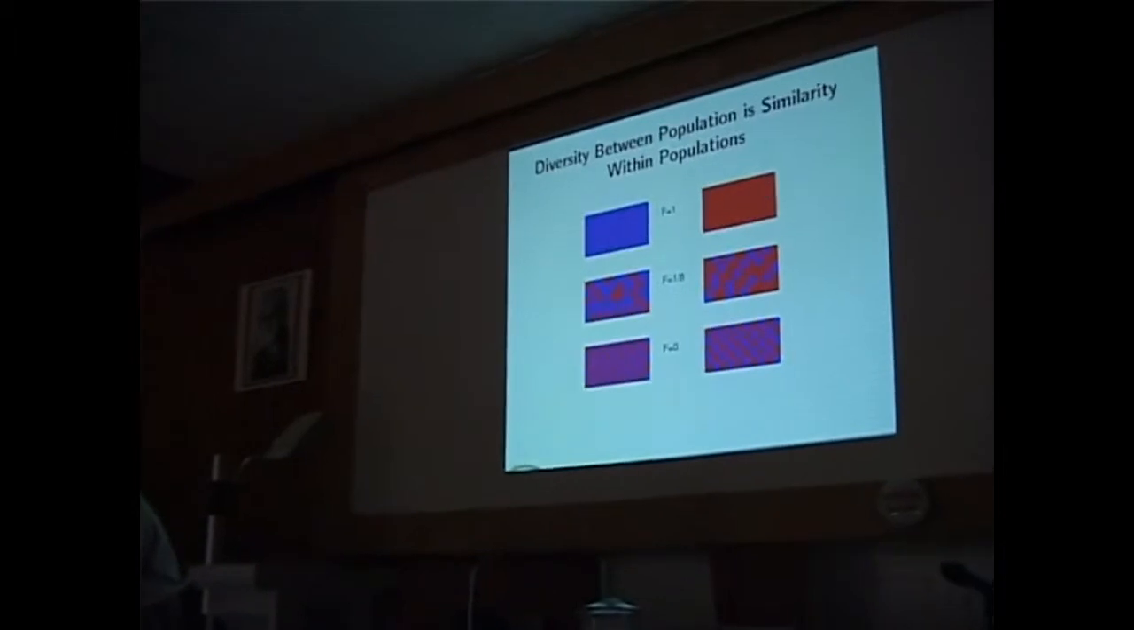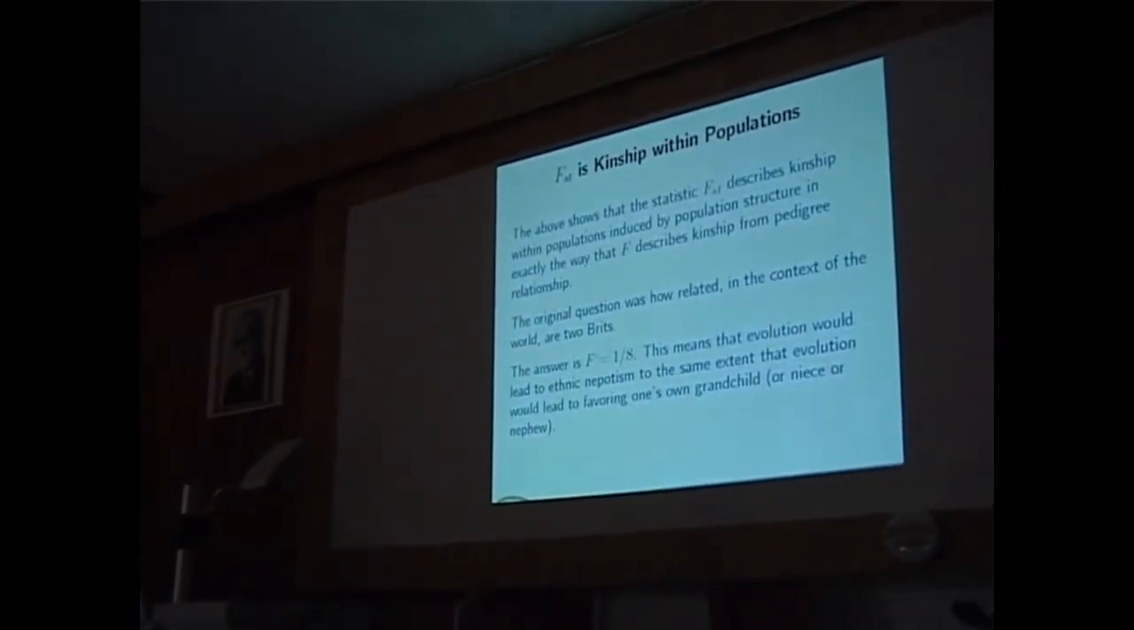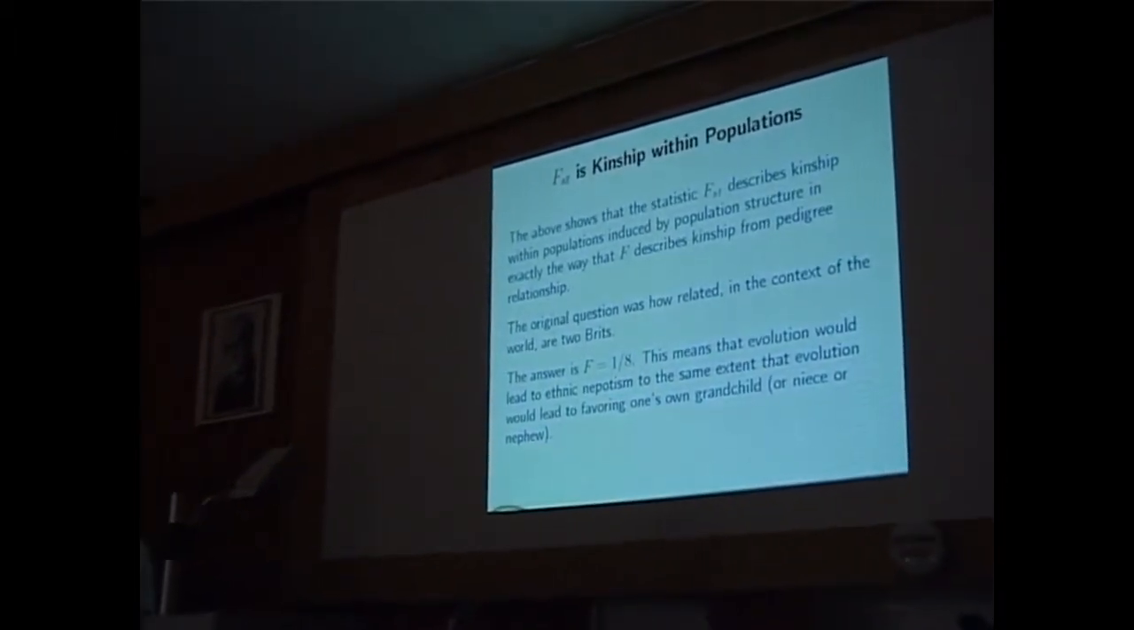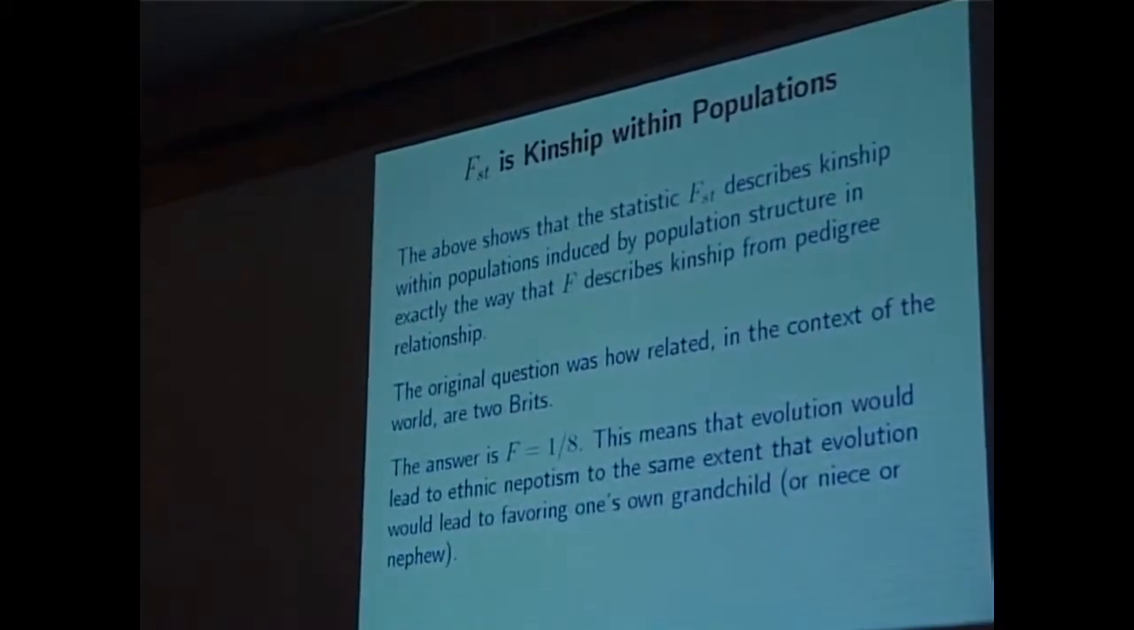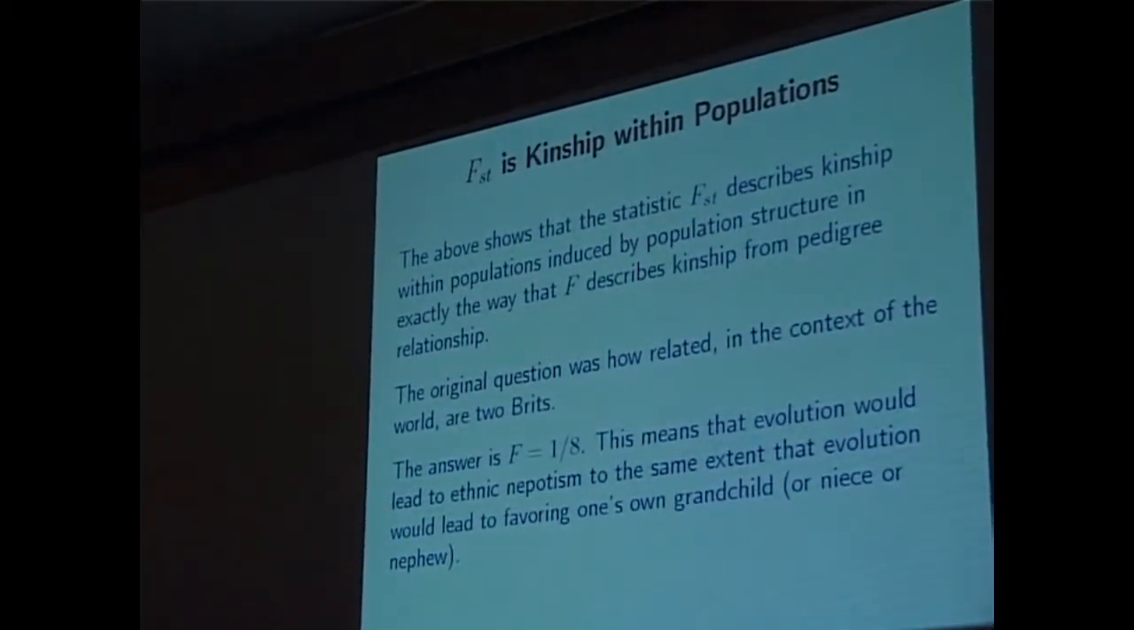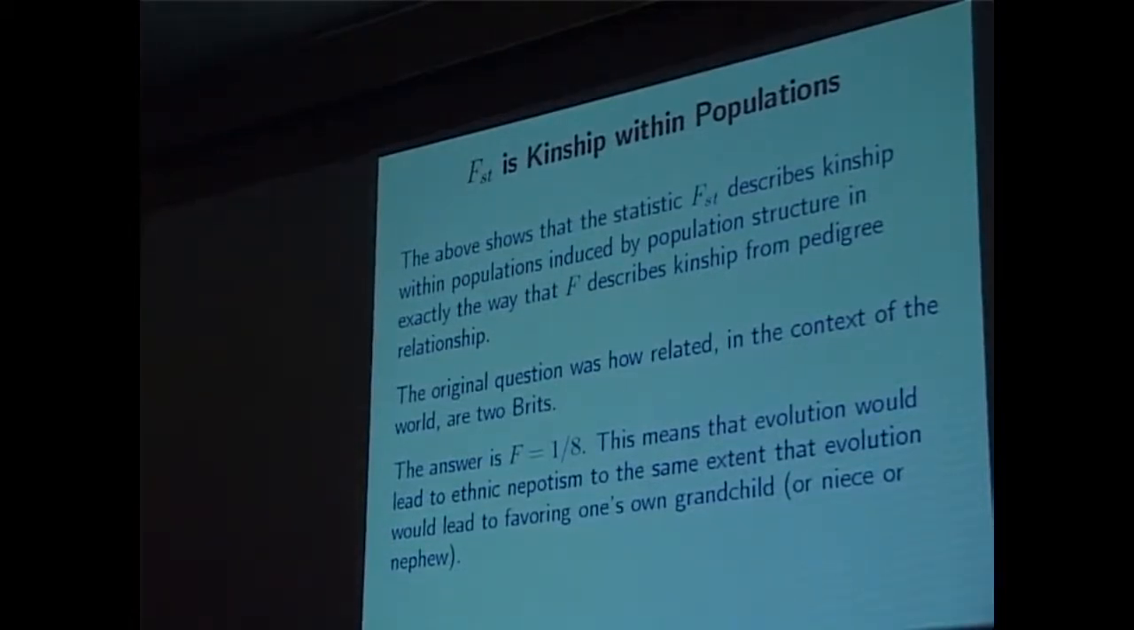Now, the original question was, how related in a world context are two Brits? The answer is 1/8. This is exactly the same as kinship between an individual and his grandchild, or an individual and his nephew and his niece.